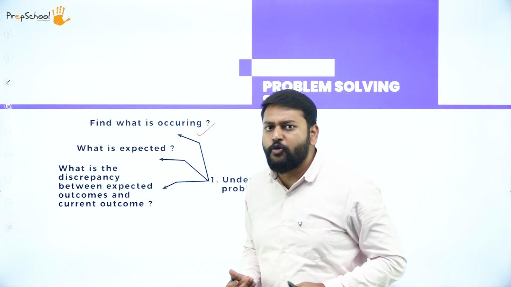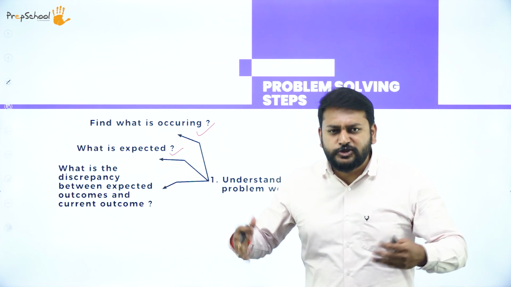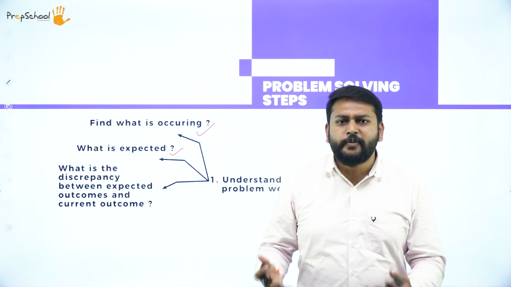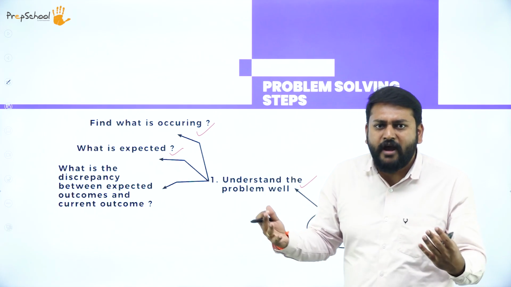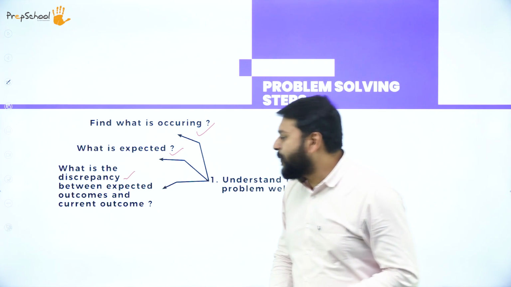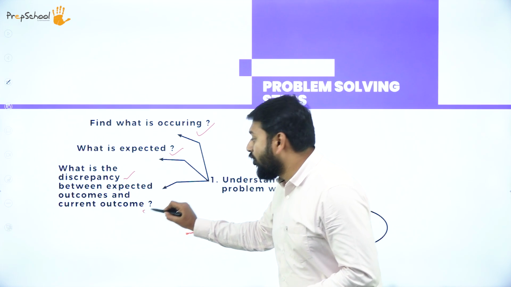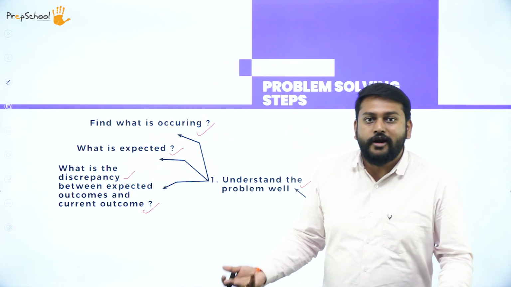Point number one that you have to note. Point number two, what is expected? I'm expecting a good coffee, but I'm not getting good coffee. That is what comes to my mind. Then after that, what is the discrepancy between the expected outcome and the current outcome? Expected outcome is good coffee, but I'm not getting good coffee.